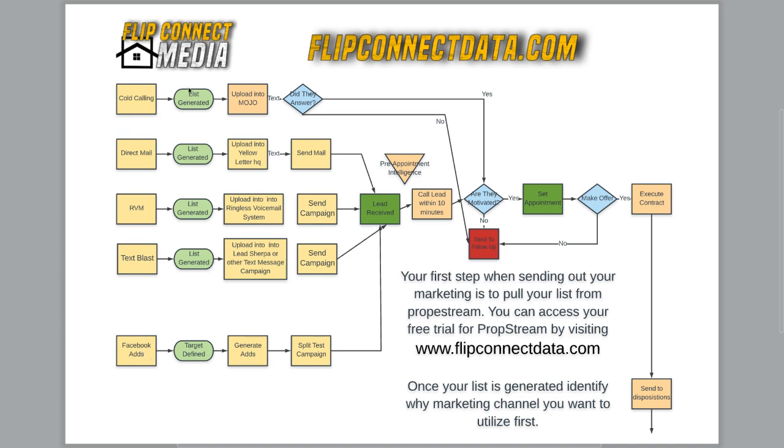So starting with the cold calling, we generate the list. Let's say we're targeting pre-foreclosures, people that are behind on payments. They need help either catching up that mortgage, whatever the case might be. Once we have that list, we upload it into our call tool, right? Now we used Mojo for a long time. It's a great platform to use. We're currently using Call Tools. I like it a little bit better because one, it flags your numbers. If it's ever flagged for spam, they'll let you know, and you can change that internally.